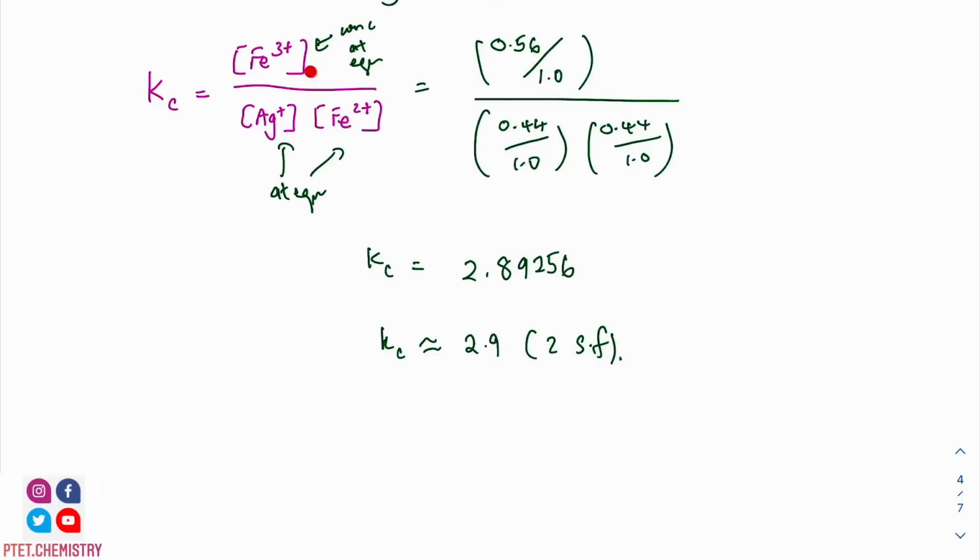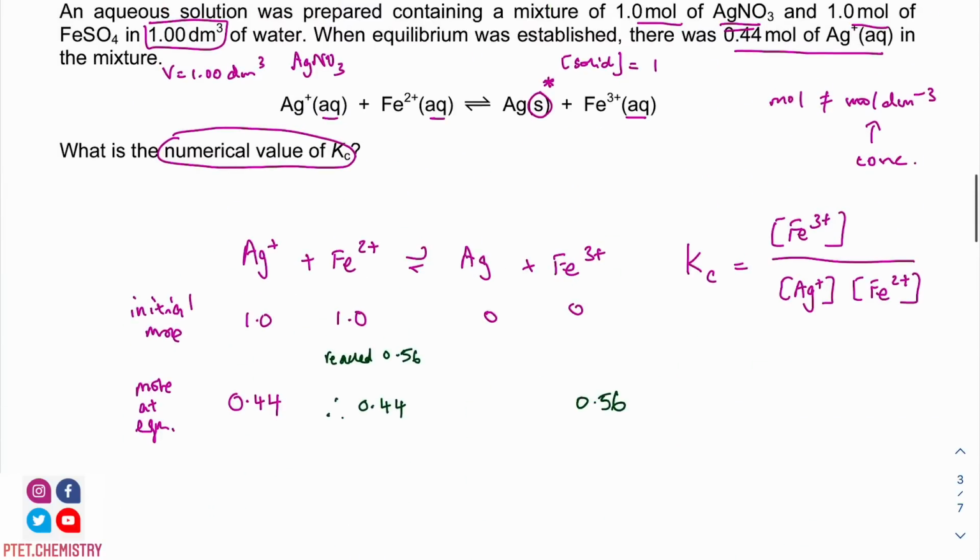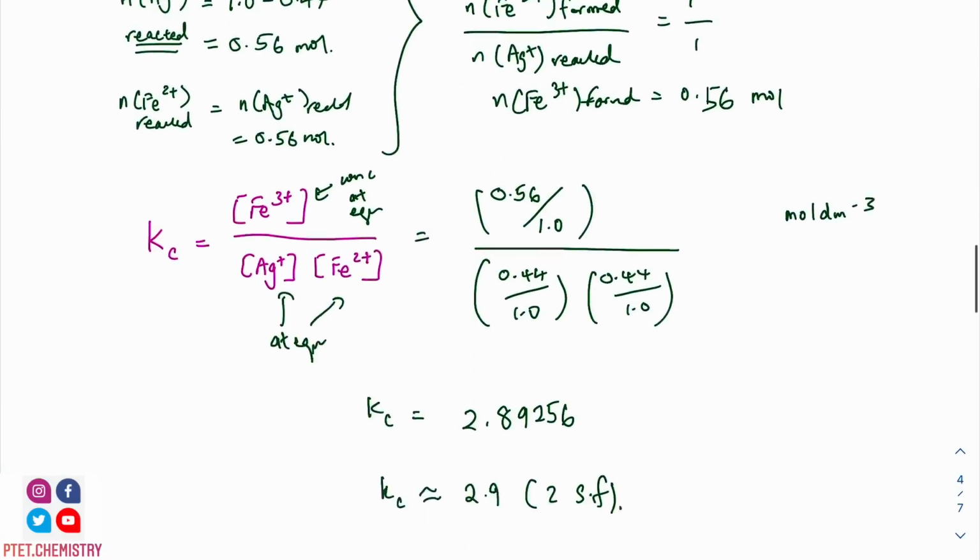Actually, it has a unit as well. I know the question doesn't ask, but the top bit will be mole per dm cube. That's why I do not just write down mole. I write down mole per dm cube because there is concentration. All right, mole per dm cube, mole per 1 dm cube of the solution.